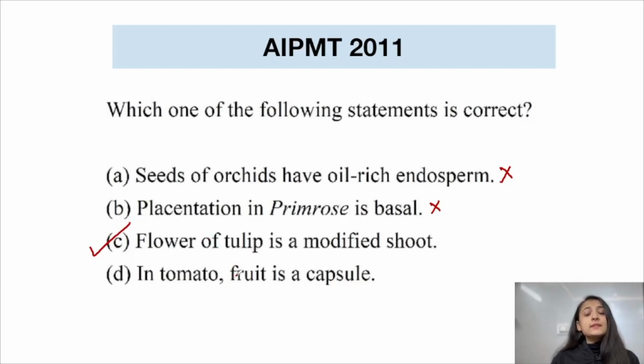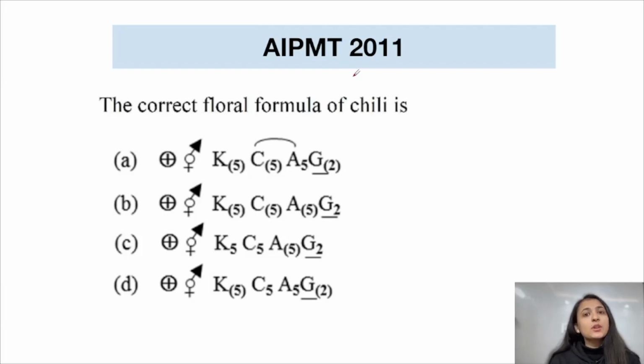Option number D says in tomato, fruit is a capsule. This statement is also incorrect because in tomato, fruit is a berry, not a capsule. Alright, so the correct answer among all of these is option number C. Now this question is from AIPMT 2011.